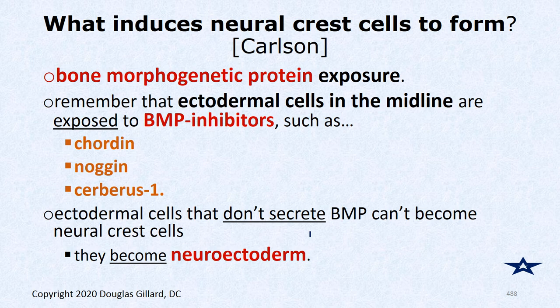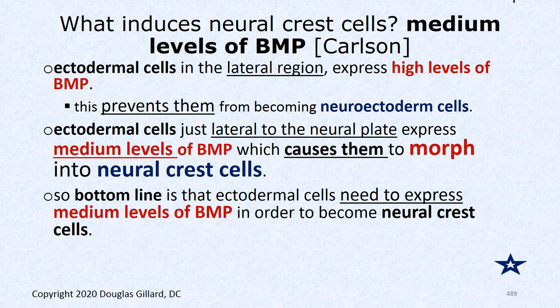So bone morphogenetic protein, BMP, BMP exposure. Remember the ectoderm cells in the midline were exposed to BMP inhibitors, chordin and noggin, cerberus 1. They shut off BMP, and that caused the ectoderm cells to revert to their default state, which is neural tissue. They're called neuroectoderm cells. Ectoderm cells that don't secrete any BMP can't become neural crest cells. They become neuroectoderm cells. We know that. So medium levels of BMP is the secret.